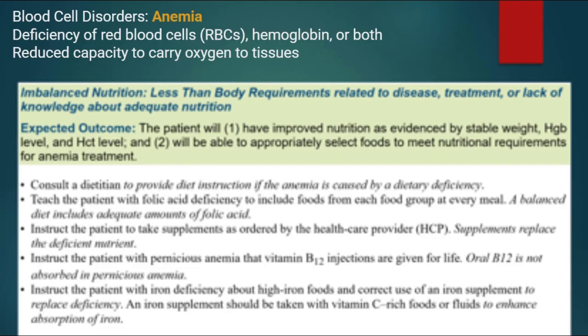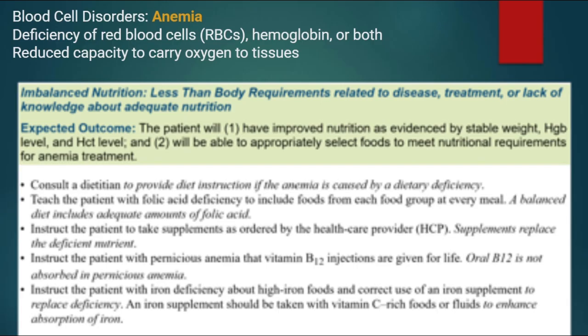One intervention is to consult a dietitian, especially when the anemia is caused by dietary deficiencies. Dietitians provide individualized plans that balance iron, folic acid, and vitamin B12. For patients with folic acid deficiency, we teach them to include foods from all groups, especially leafy green vegetables, citrus fruits, and fortified cereals. For vitamin B12 deficiency, such as pernicious anemia, it's important to stress that oral B12 is not absorbed. These patients will require lifelong vitamin B12 injections.